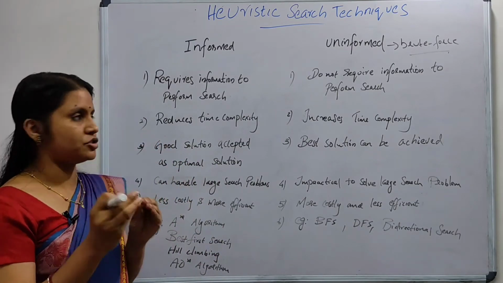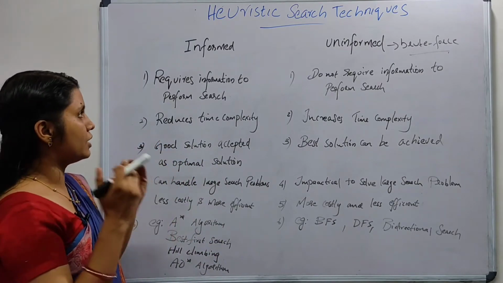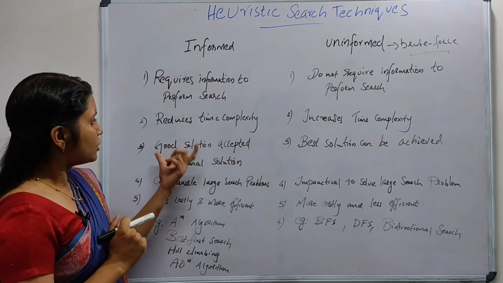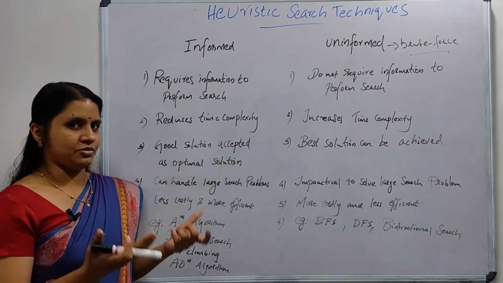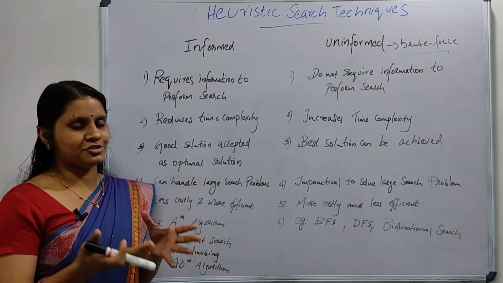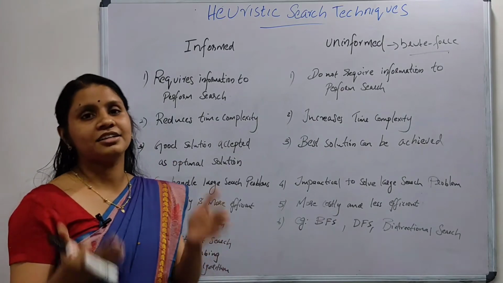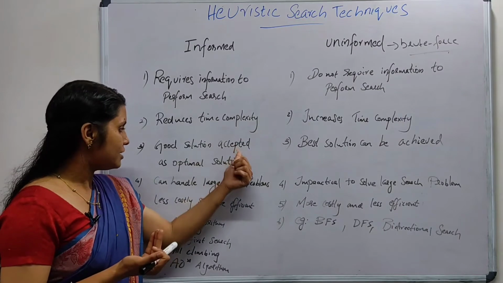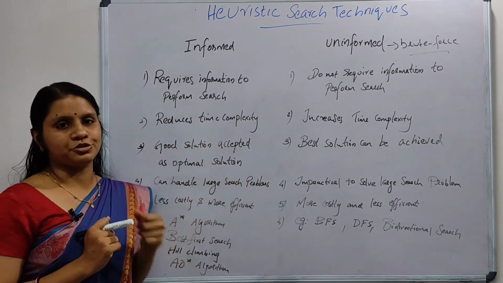That is, we have knowledge about the problem. That is, we are provided with some information regarding the problem. Then a good solution can be achieved. By using this informed search technique, a good solution can be achieved, but it will not guarantee that an optimal solution can be achieved. That is, a good solution is accepted as an optimal solution.